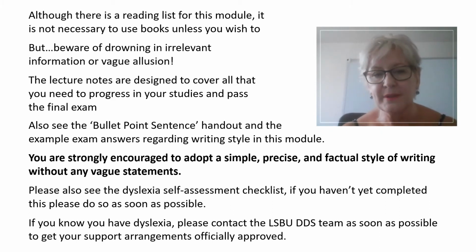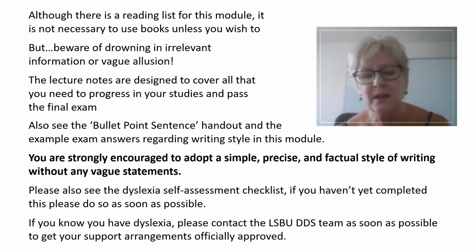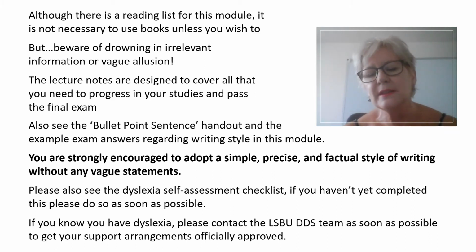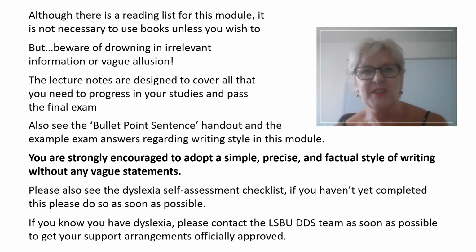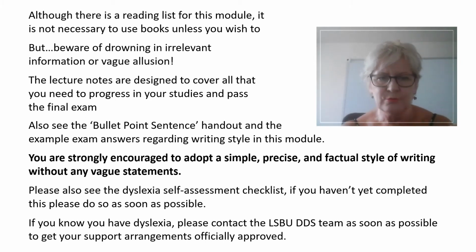So there's an example within there, the bullet point sentence example, but also there are previous exam papers, and with those there is an example of a whole set of model answers for one of those exam papers. So have a read through those as well to get the gist of how you should be writing this, because the key things are really, you need to write simple, precise, factual sentences without any vague allusions. Everything has to be almost childlike, really. This does this, that does that, then this happens. So it's really a factual style of writing, nothing waffly.